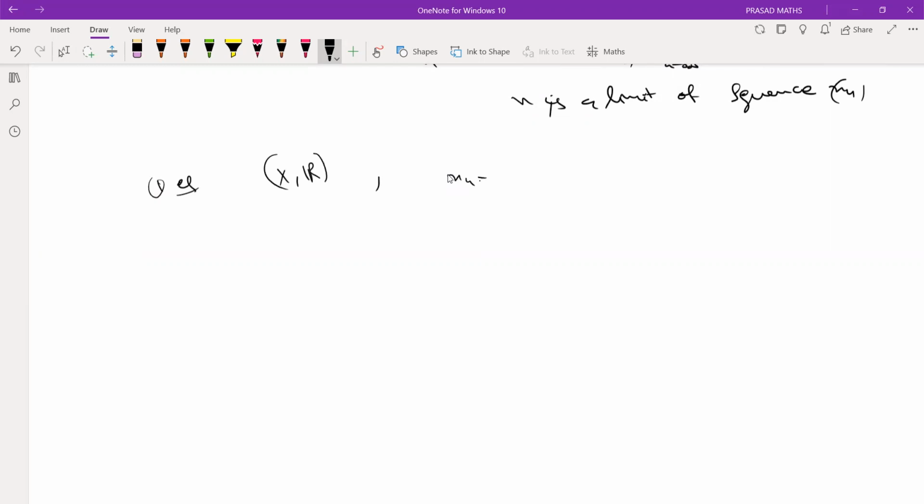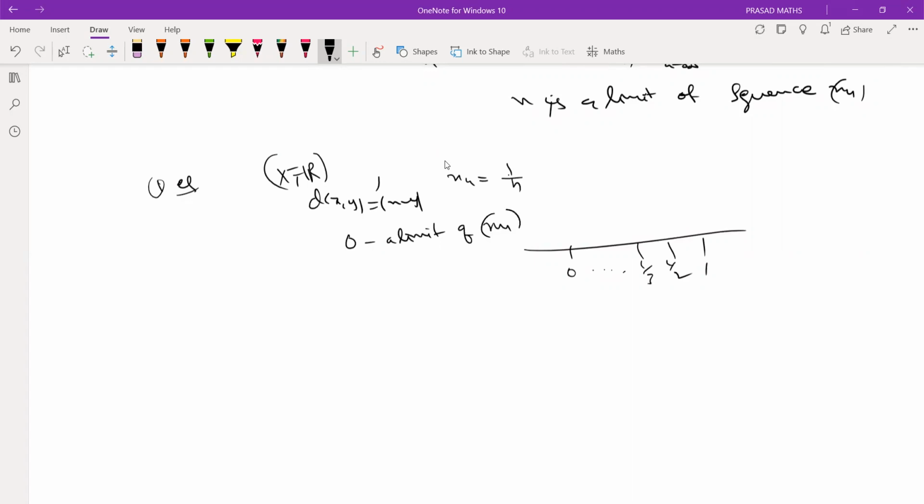Suppose my sequence is xn equals 1 by n, in R with the usual metric. For understanding purposes, you can have a lot of examples. In basic analysis, we know that the sequence 1, 1 by 2, 1 by 3, tends to 0. Because it is a decreasing sequence, we may guess that 0 is the limit of the sequence xn. But how to show this?